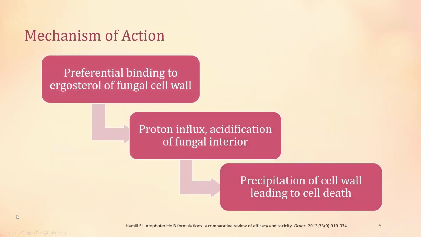The mechanism of action is preferential binding to ergosterol of the fungal cell wall, leading to the formation of pores or holes that leads to efflux of potassium and magnesium. Through the efflux of these electrolytes, there's an influx of protons, leading to the acidification of fungal interiors. And this leads to the precipitation of cell contents, leading to cell death.